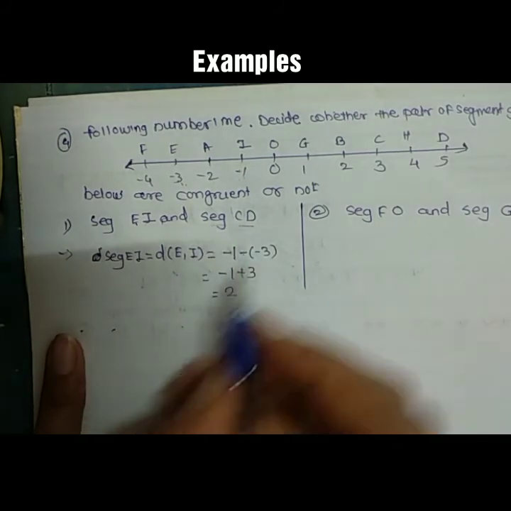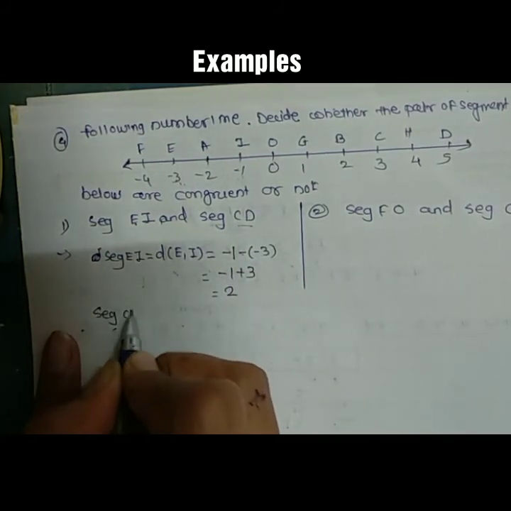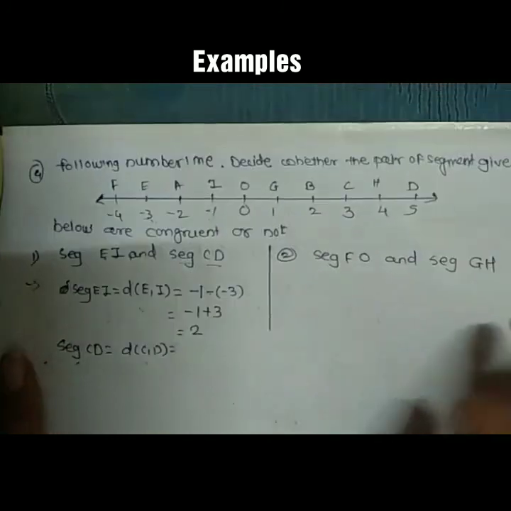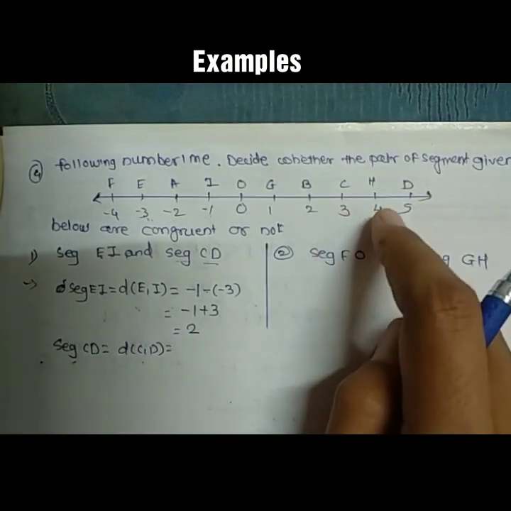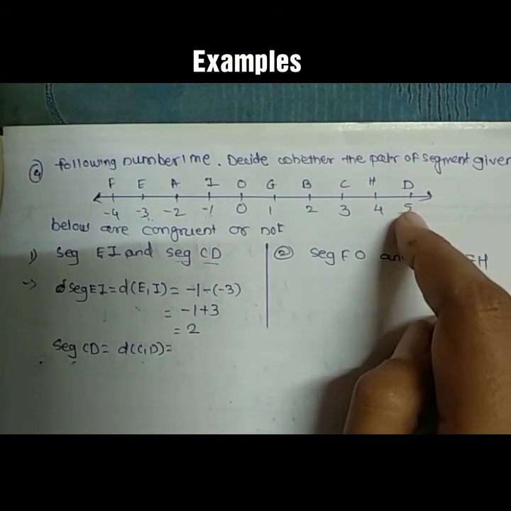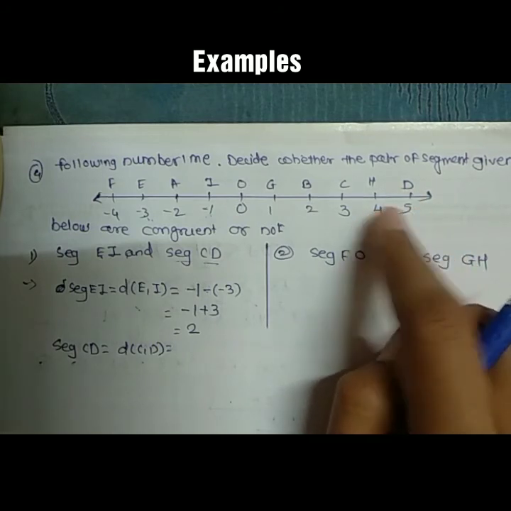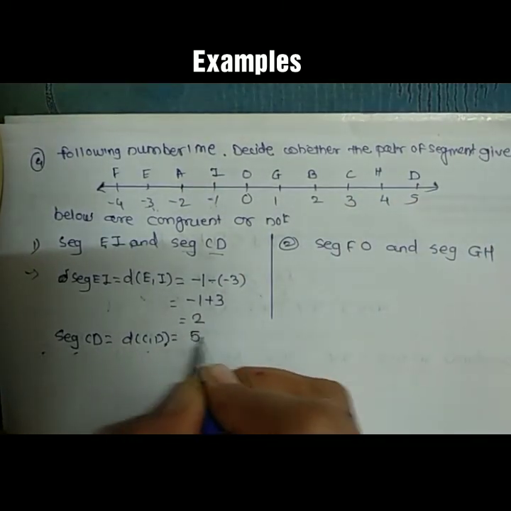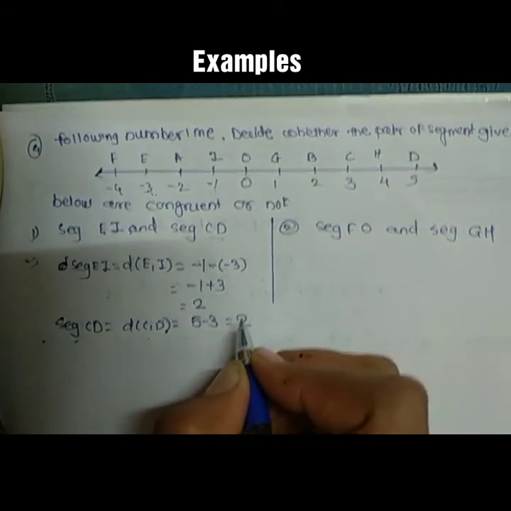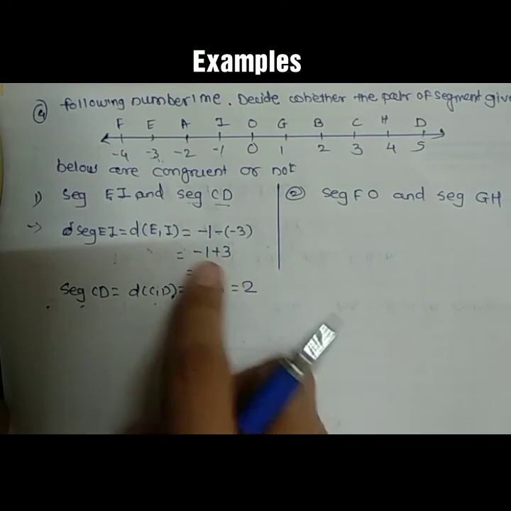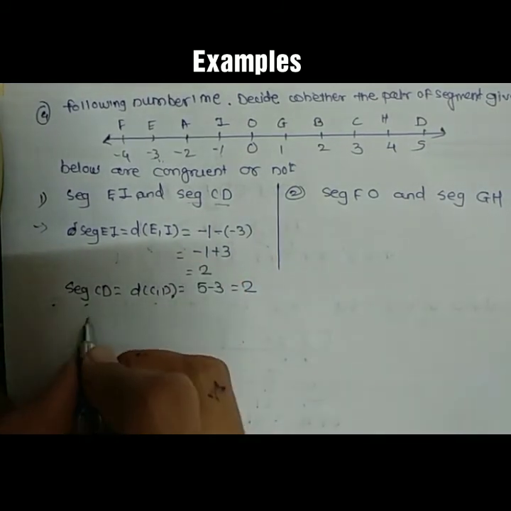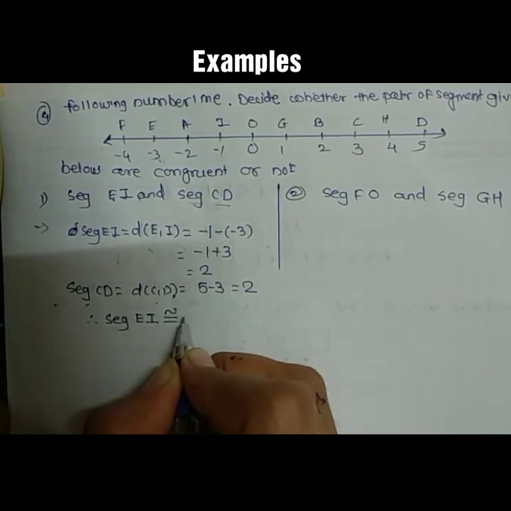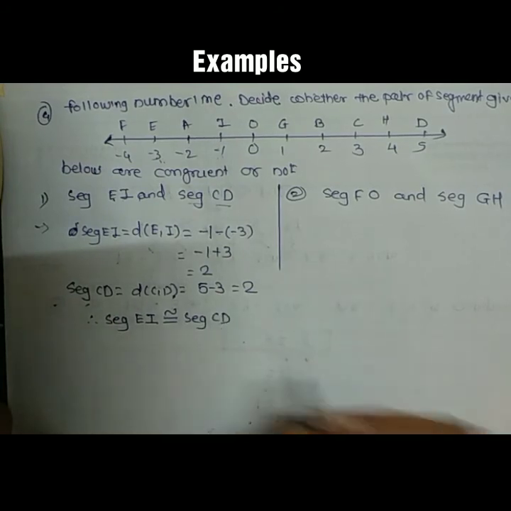Now find out segment CD. Segment CD means distance CD. Here the coordinate of point C is 3 and the coordinate of point D is 5. So for the distance between C and D, 3 is less than 5, so 5 minus 3, that is 2. Here the distances between these points are the same. So therefore segment EI is congruent to segment CD.